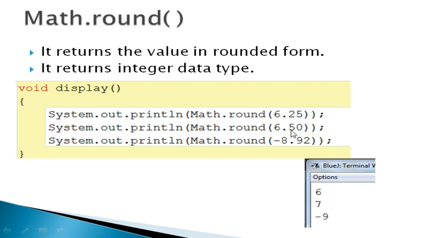The output will be 6. The second one is exactly 6.50, so it will take the next integer, which is 7. And again, if it is a negative number, it will take the next integer, that is minus 9.